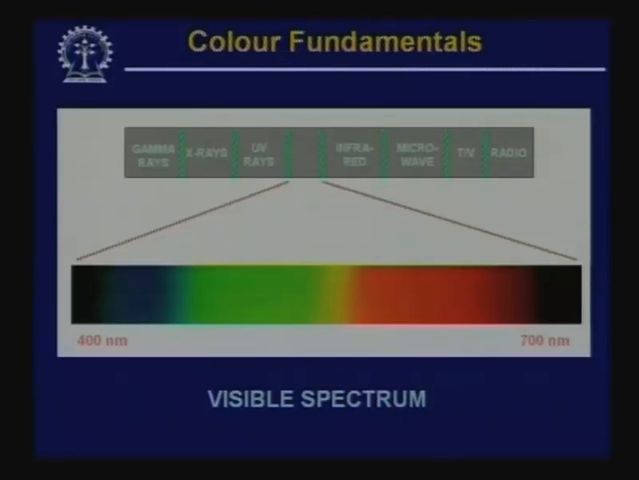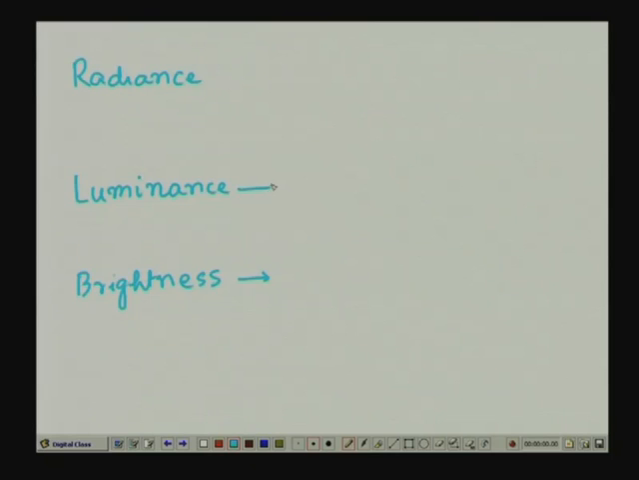Now, there are basically three quantities which describe the quality of light. What are those quantities? One is called radiance, the second is called luminance, and the third is called brightness. So we have these three quantities, radiance, luminance and brightness, which describe the quality of light.